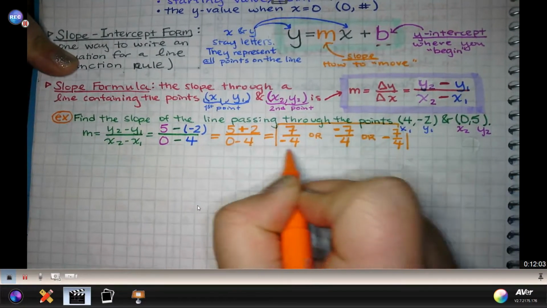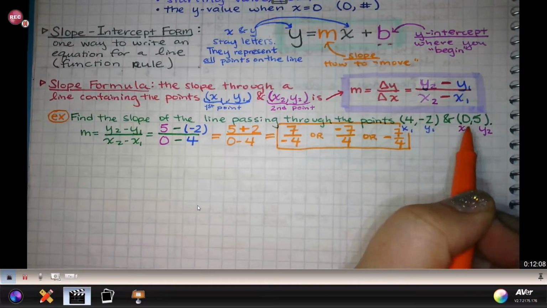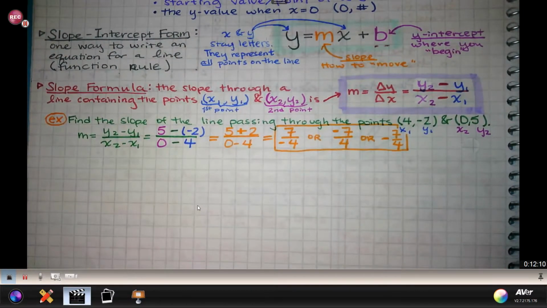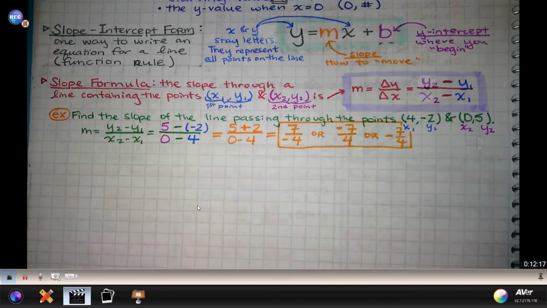Okay, it just depends because your friend might have chosen to make 0,5 the first point. There's no problem with that. You're allowed to do that. Okay? So that is how you use the slope formula.